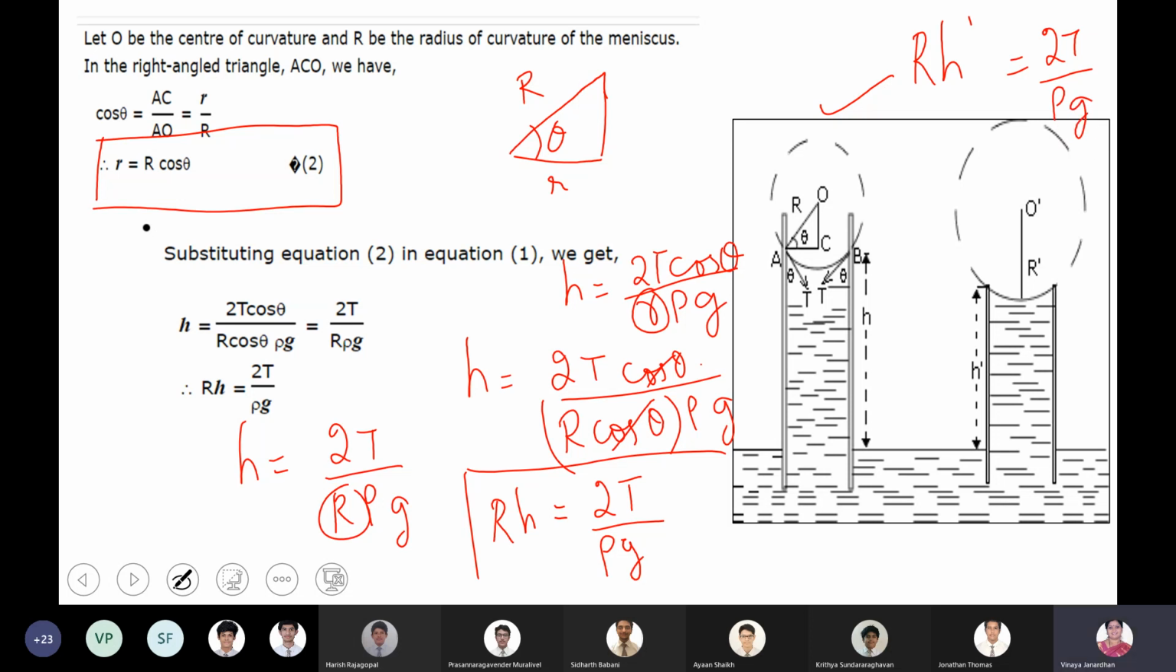Now, what is T? T is the surface tension of the liquid. So in both the tubes, the liquid is going to be the same. The surface tension T will be the same in both the cases. The density will also be the same. Acceleration due to gravity will also be the same. We obtain this RH is equal to 2T by rho into G. Have you completed this, boys? No, ma'am.